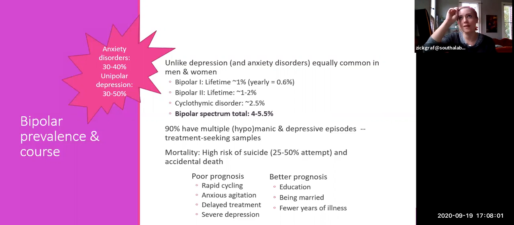So as we'll talk a lot about with psychosis, there's reason to believe that severe mental illness is neurodegenerative. It's bad for your brain to have untreated mania or untreated severe depression or untreated psychosis. So the sooner people access treatment, the better off they are. And education and being married are probably protective factors, because they help people access treatment sooner. If you're in a relationship and living with someone, they're going to notice if you're manic and encourage you to get treatment.